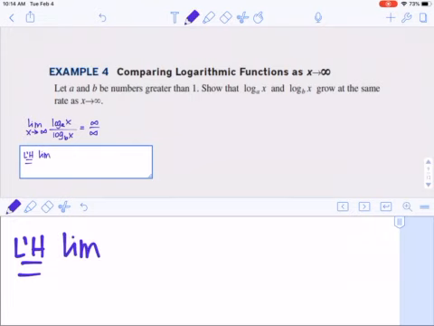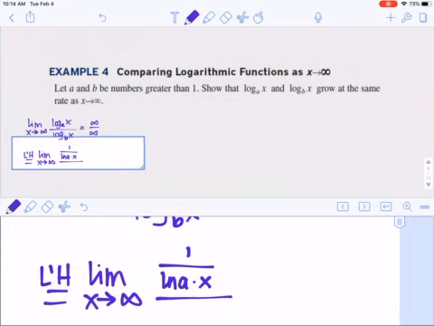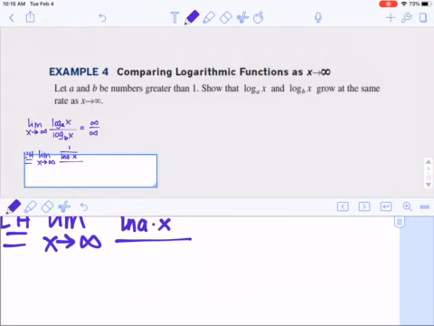However, L'Hopital is only helpful if you actually know how to take the derivative. And so you need to remember what is the derivative rule for log base a of x. All right, so this is a good reminder of some of those rules. It is 1 over natural log a times x. And on the bottom here, derivative of log base b would be 1 over natural log of b times x.